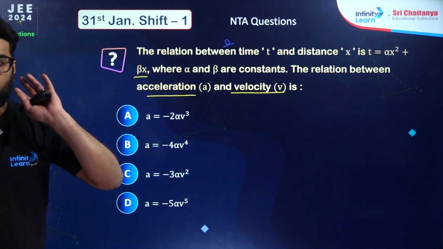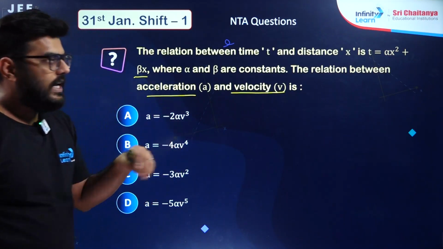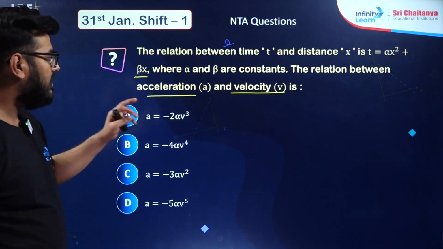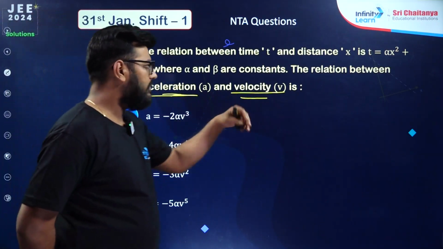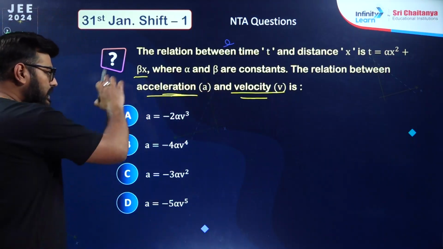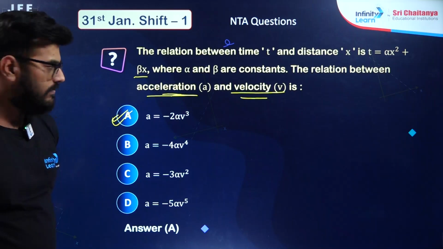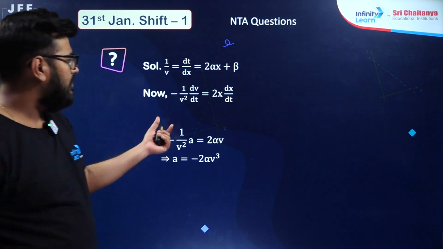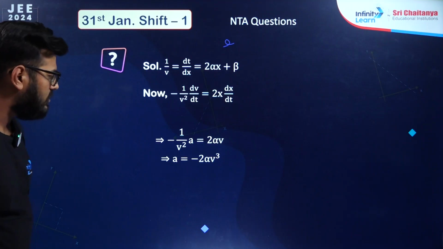First you need to differentiate, then capture the value of velocity, then again differentiate and get the value of acceleration. Once you have got the value of acceleration, whatever v you got in terms of x, you need to replace it there, and finally based on the calculations you will get a result equal to option number A. Simple problem, it's purely based on calculus only, just differentiate it and you will get the answer over here.